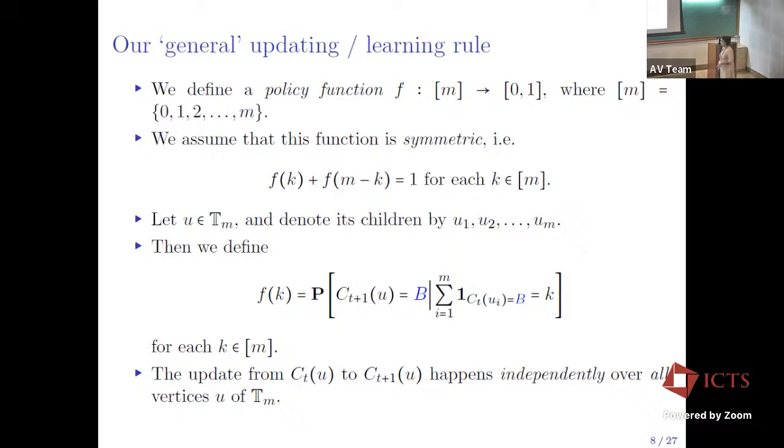So you specify the policy function and then you perform the analysis of this, you can call it a tree automaton if you want, using this policy function. But we'll focus on one particular policy function, as we shall see in the next couple of slides. And I just mentioned that these updates happen independently. So you would condition on whatever you see at time step t, and when you are updating, looking at your children, you don't take into account what happens to the other vertices. You just update according to this rule, and it's independent of everything else.